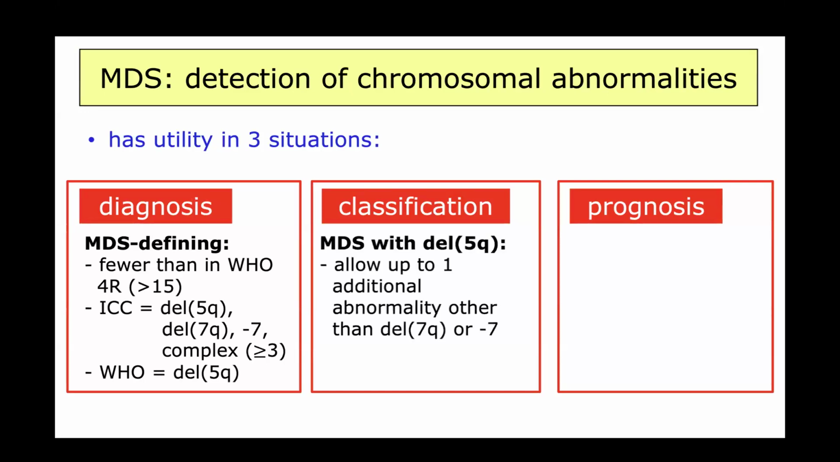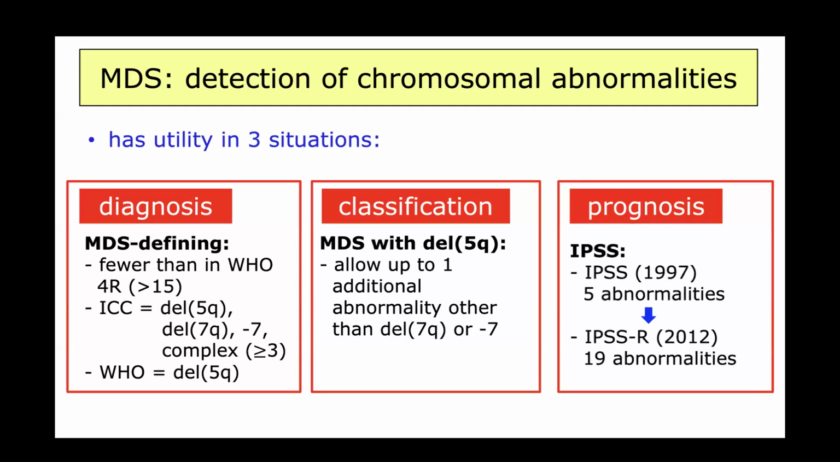In addition, of course, cytogenetics are central to classification, in particular MDS with del5q. If you have a del5q on its own, that's great, but you're allowed one additional abnormality as long as it's not del7q or monosomy 7, and you can diagnose this generally indolent form of myelodysplastic syndrome with classic morphology.